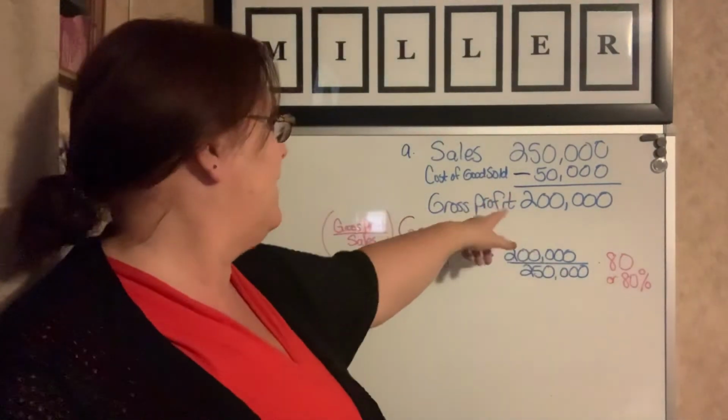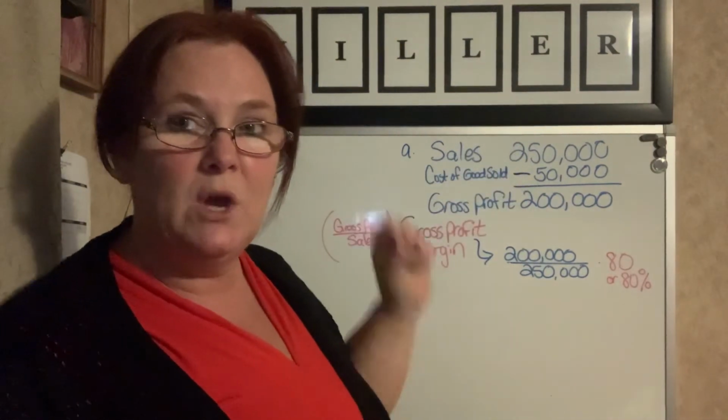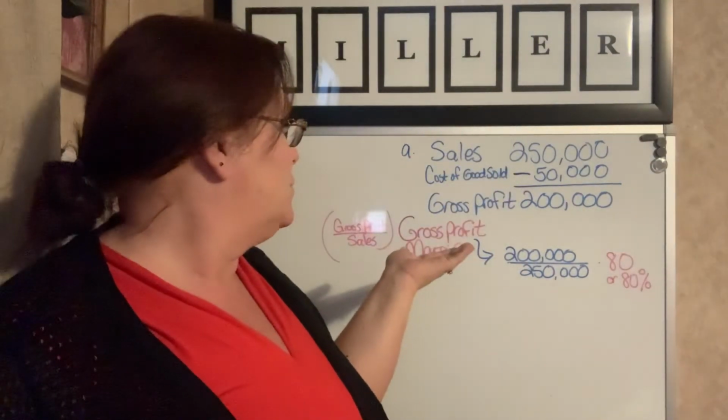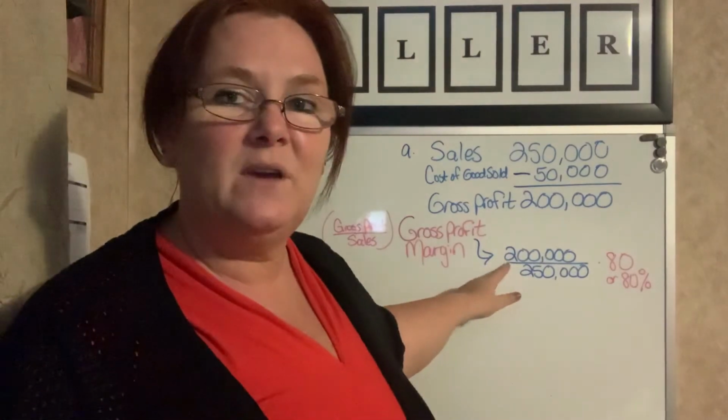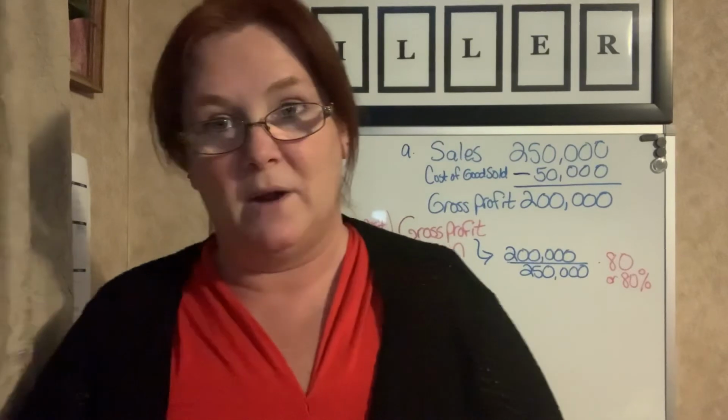You're literally finding gross profit by taking the sales, subtracting the cost of goods sold, which gives you your gross profit. Take that gross profit and divide it by the original sales number, and you have your gross profit margin.